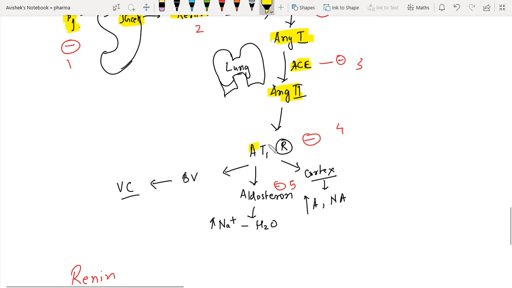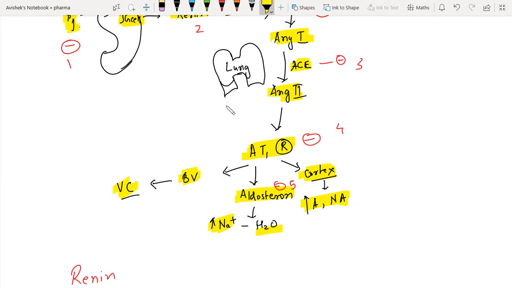Now angiotensin 2 will go to all the angiotensin 1 receptors. In the blood vessels, it will cause vasoconstriction, and in the adrenal cortex it will release aldosterone, which will in turn increase sodium intake. In turn they will absorb more water. Water will be retained in the body, so it can cause edema. The medulla will release adrenaline and noradrenaline.